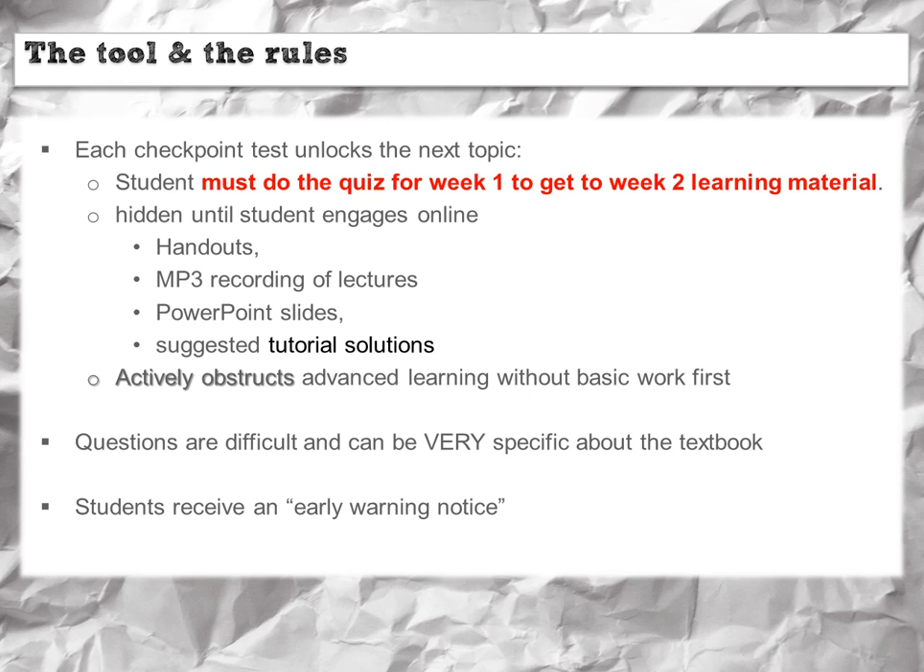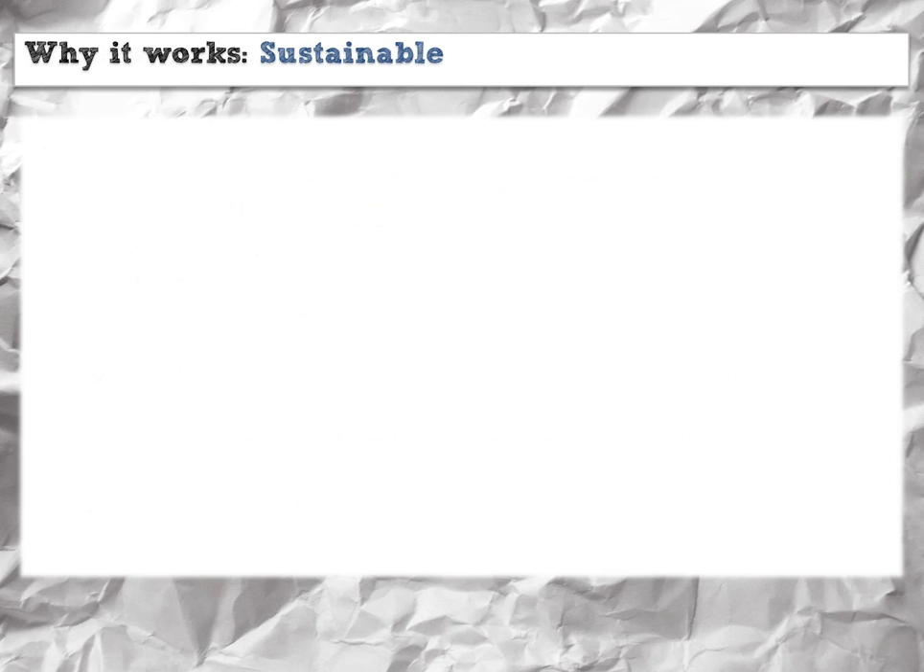Students that by week 8 or so have not engaged at all get an early warning notice, and this gives me a very good tracking of who's keeping up in the course and who isn't. So when I see them in the classroom, I can hit them up.